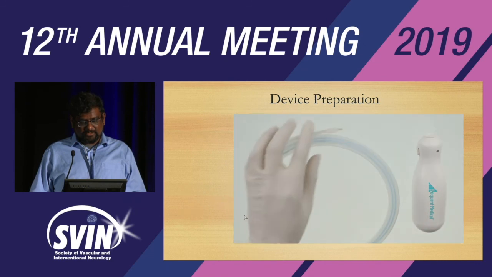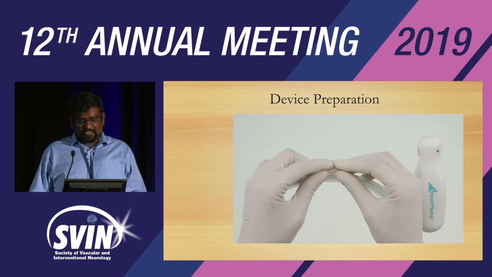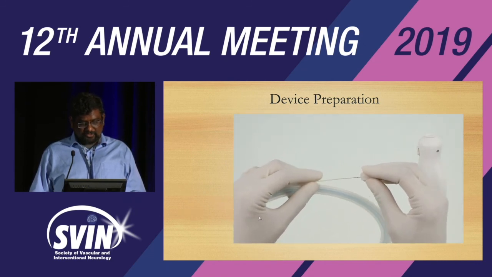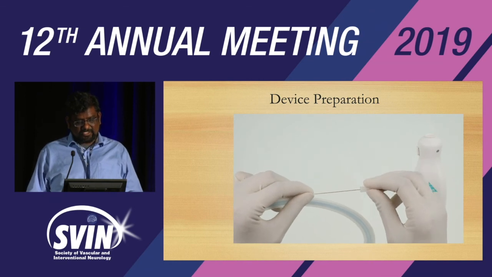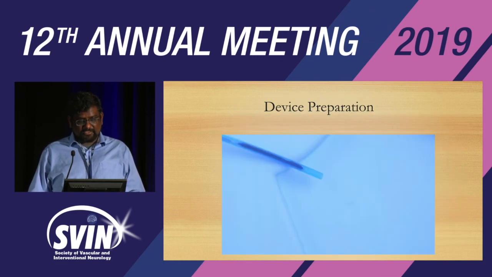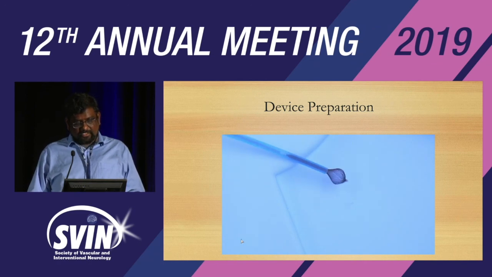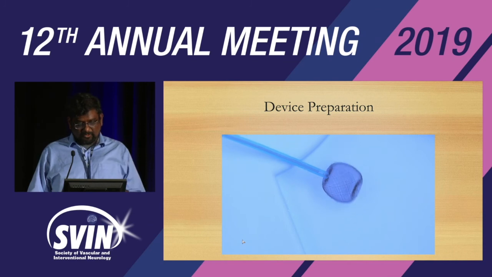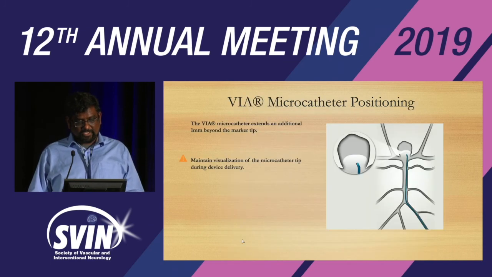Device preparation. There's a little junction here at the back that's really notorious for kinking, so be really careful taking it out. Then you mate it just like you would for the MicroVention coils to make sure it turns green. Then you dunk it in water and make sure that there are no bubbles there. We usually pull back a little bit more before advancing it, and then we pull it back in.